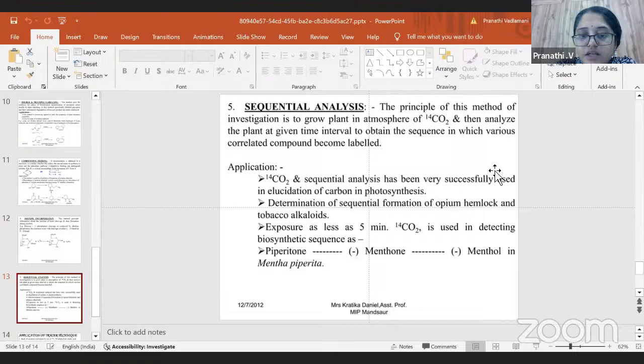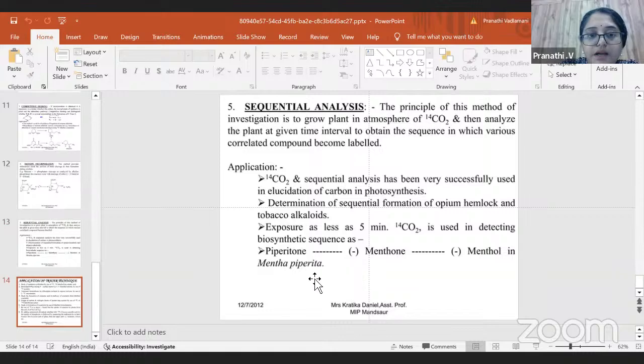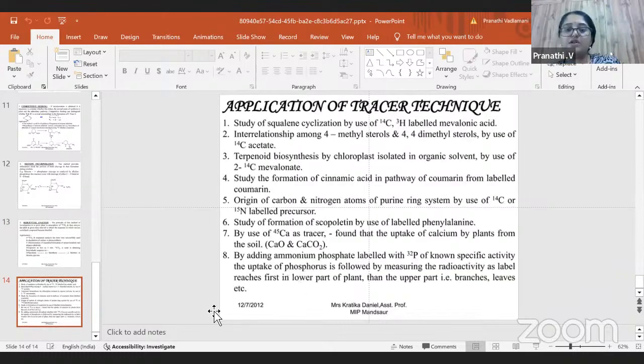For every particular sequence, you can expose for 5 minutes to the C14 isotope. You can find out the sequential analysis of menthol in the plant Mentha piperita. What are the applications of tracer techniques? Study of squalene cyclization, for which you use tritium or C14-labeled mevalonic acid. Different kinds of relationships between the sterols, for which you use C14-labeled acetate. Terpenoid biosynthesis, where all your secondary metabolites are studied.